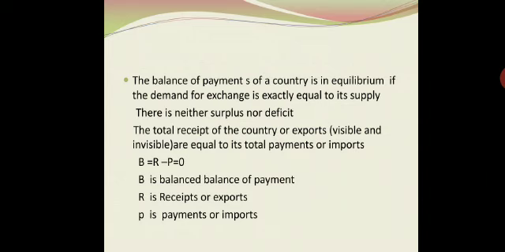The total receipts of the country, that is exports, include visible and invisible items. The total receipts or exports are equal to its total payments or imports, or otherwise the balance of payment B, equal to receipts minus payments, is equal to 0. Here B means balance of payment, R is the receipts or exports, and P is the payments or imports.